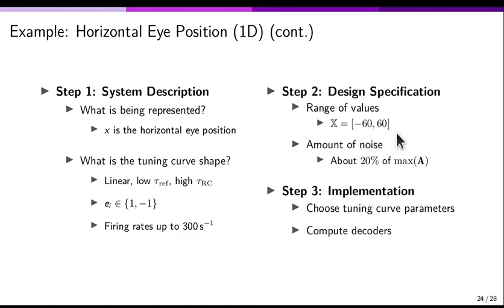Again, for horizontal eye position, I've got limits on that. There's going to be some range of values that it's not going to go past. Cool. The amount of noise is sometimes a little trickier to figure out a good value for. Sometimes you can dig that out of neuroscience papers. Sometimes we just stick with a default, since systems are pretty noisy. Let's say 20% of the maximum of whatever the activities are. We might pick something like that.